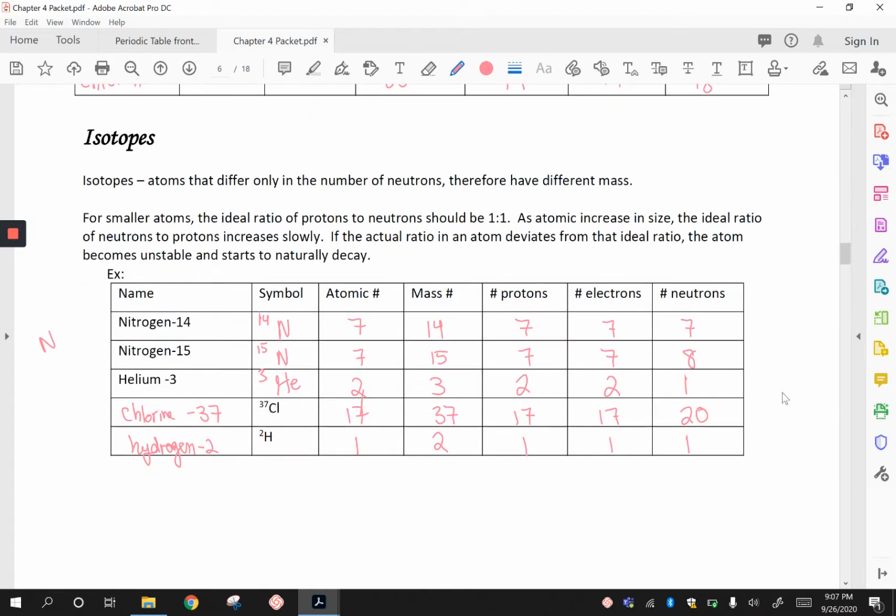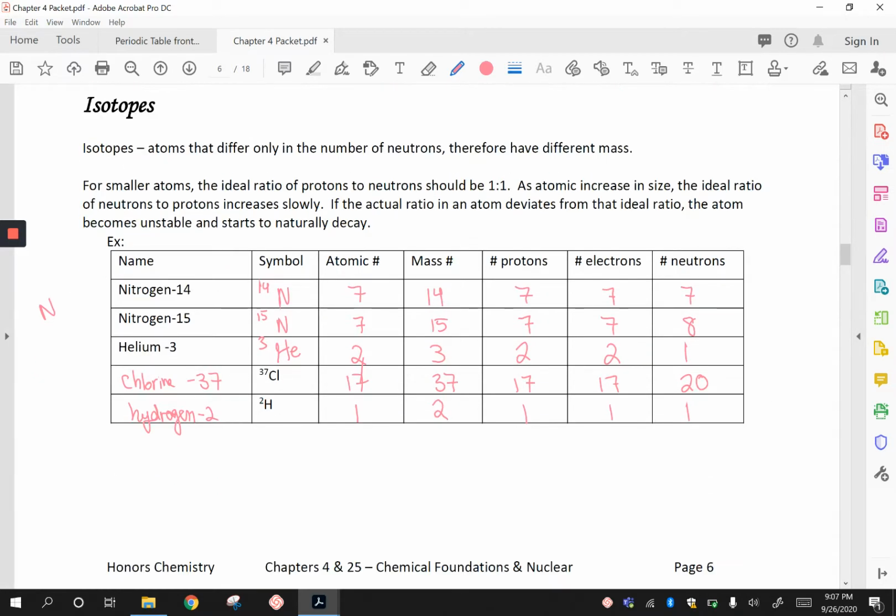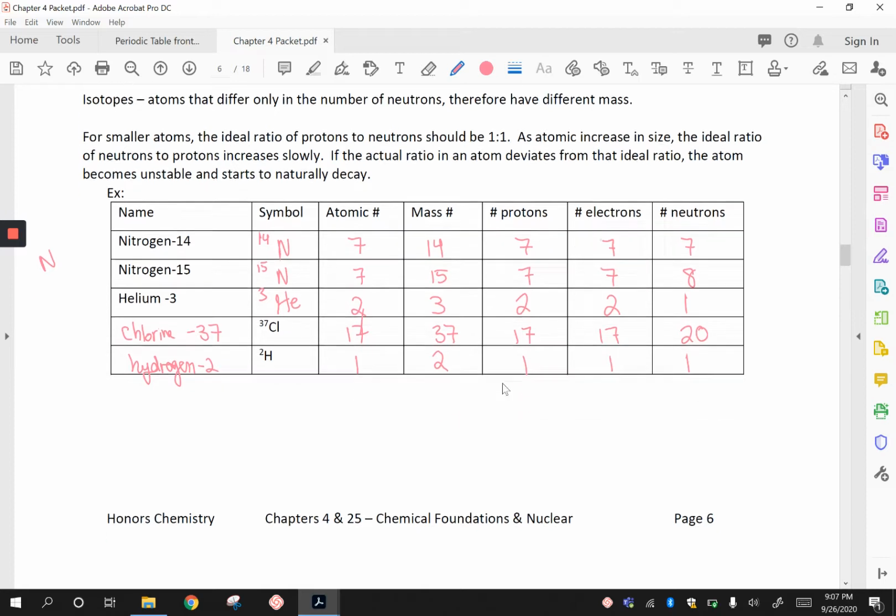So actually hydrogen-1, the simplest isotope of hydrogen, the one that just has hydrogen 1 here, that is the only type of atom that does not have any neutrons. It would have 1 proton, 1 electron, and that is it.